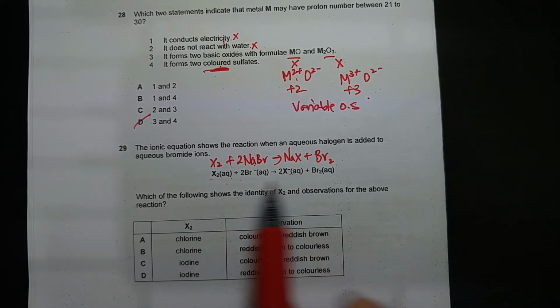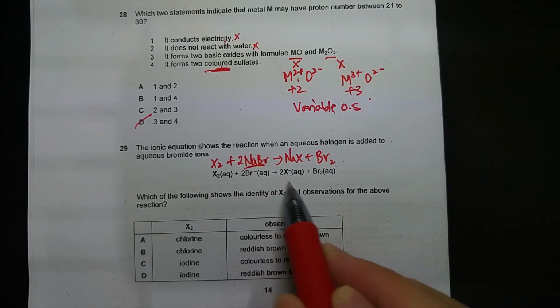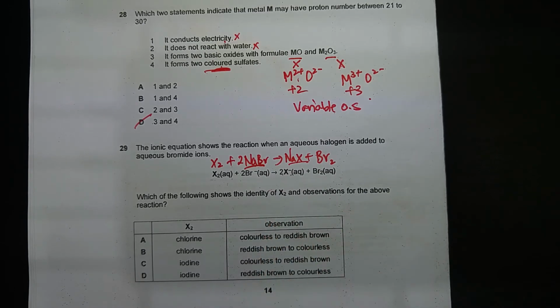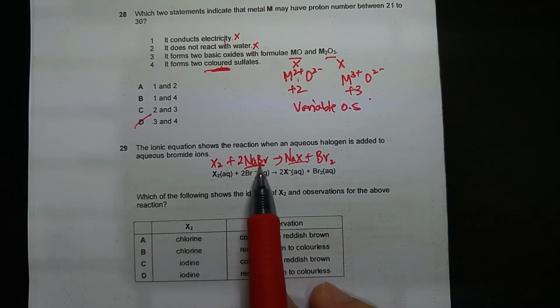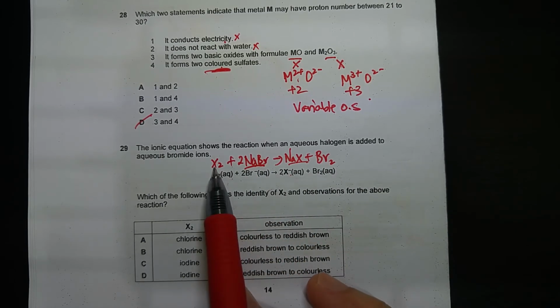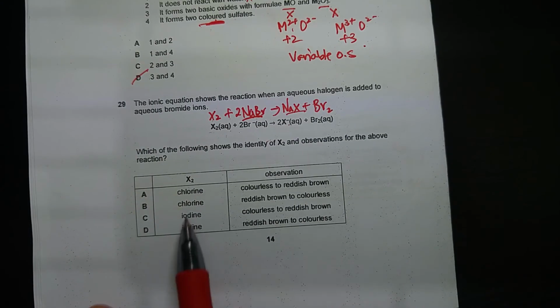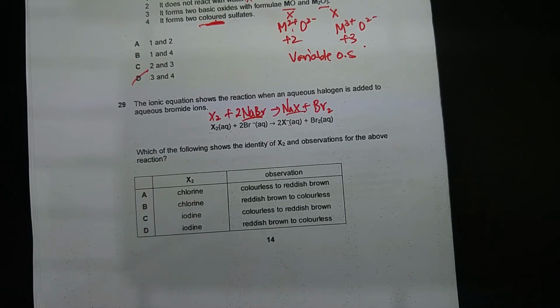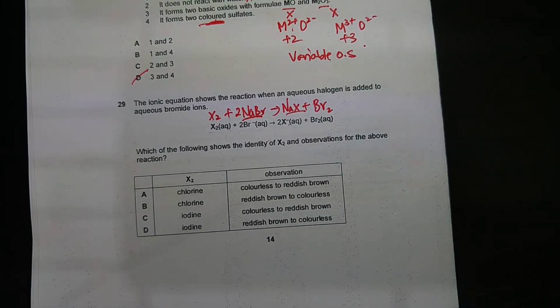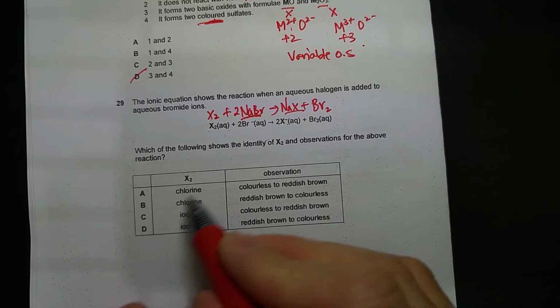This one I find quite difficult to see. But if I write it out like this, I don't have to look at the ionic equation. If I write down the chemical equation, it's very obvious that Br gets displaced by X. That means that X is more reactive than Br. So what is more reactive than Br? Must be chlorine. Because for group 7 elements, as you go up the group, the reactivity increases, and chlorine is above bromine. So it must be A or B.